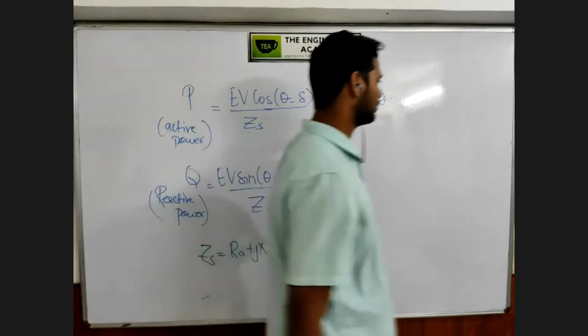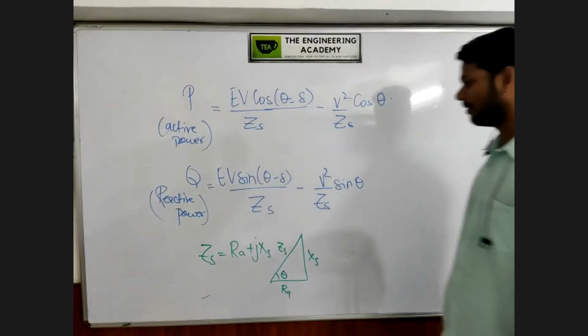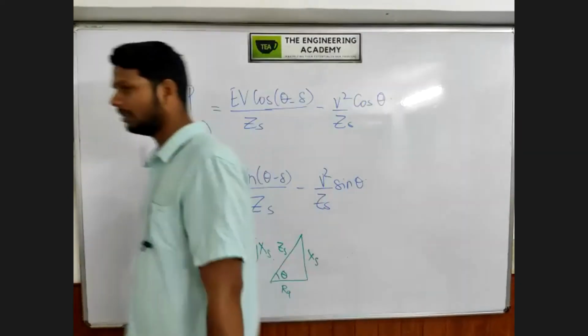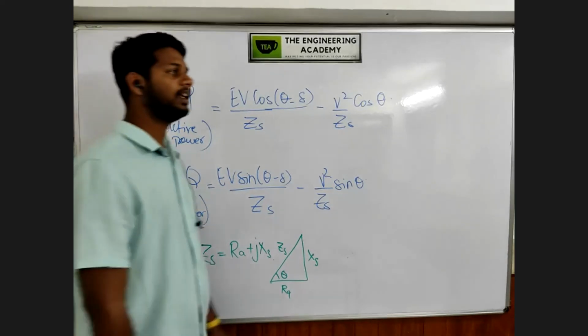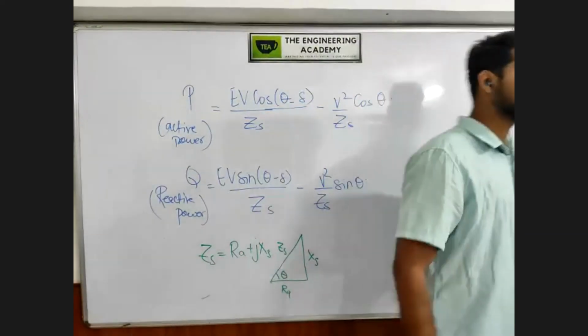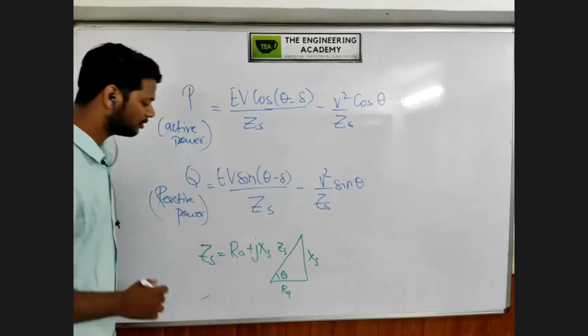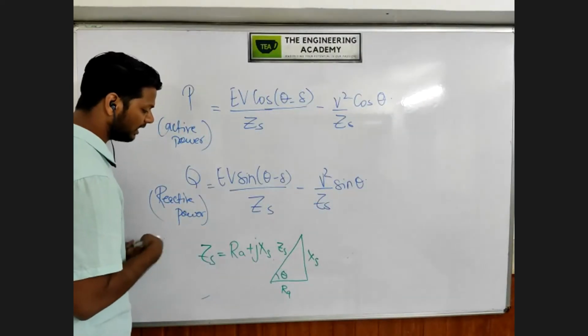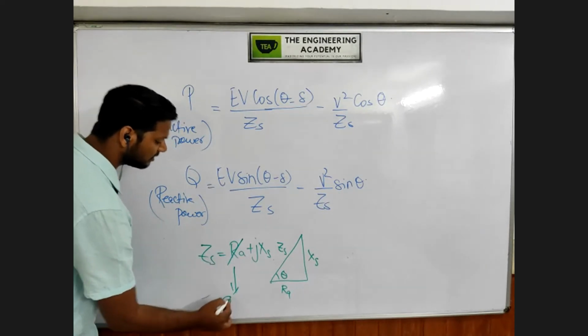There is one more approximate formula, so listen carefully, everyone. In a synchronous machine, the resistance of the winding is nearly equal to zero. So we can neglect the resistance and write it as zero.